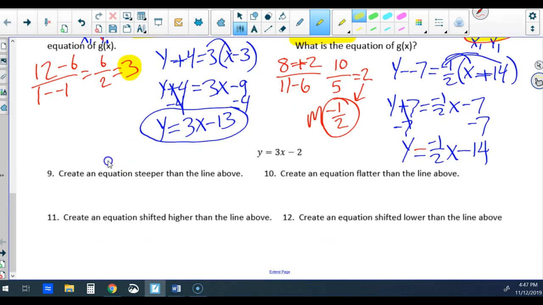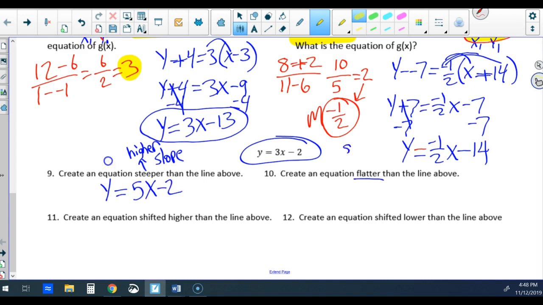Last one, 9, 10, 11, and 12. This video's taking longer than I thought. Let's speed it up. Number 9, create an equation steeper than the line above. A warm-up like that today. Steeper just means bigger slope. So higher slope. So y equals anything higher than 3. I'll say 5x minus 2.